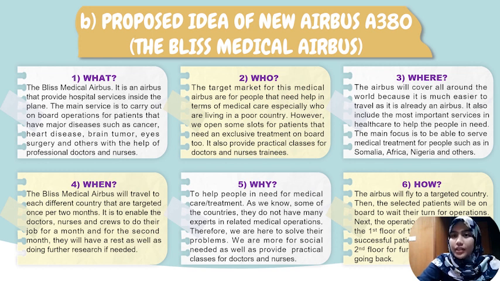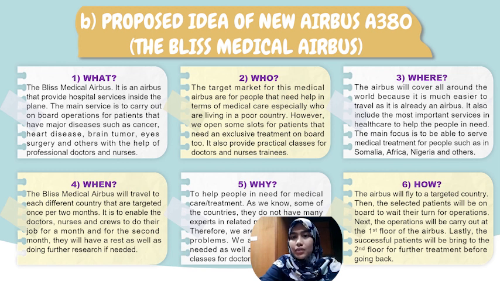Fourth is when? This Airbus will travel to a different country once per 2 months. Fifth is why? To help people who need medical treatment, because some countries do not have any experts in medical treatment. And lastly, how? This Airbus will travel and fly to the target country. In the Airbus, the operation will be on the first floor and the second floor will be for the future treatment for passengers. That's all for me.